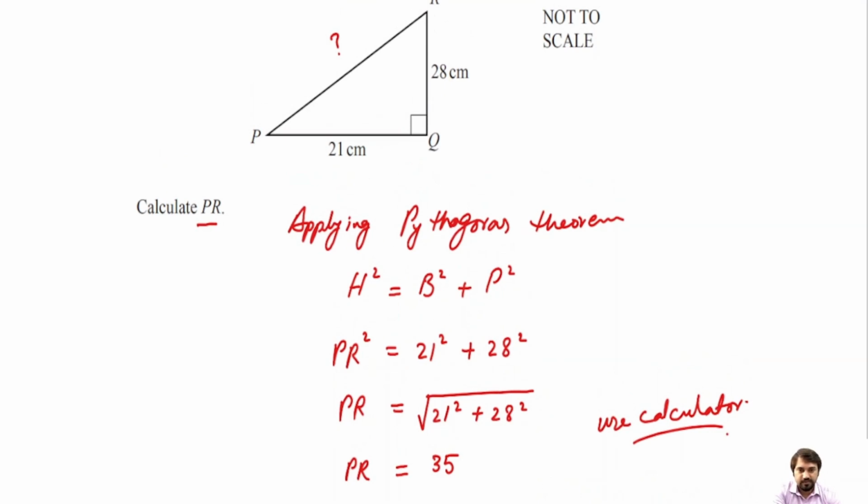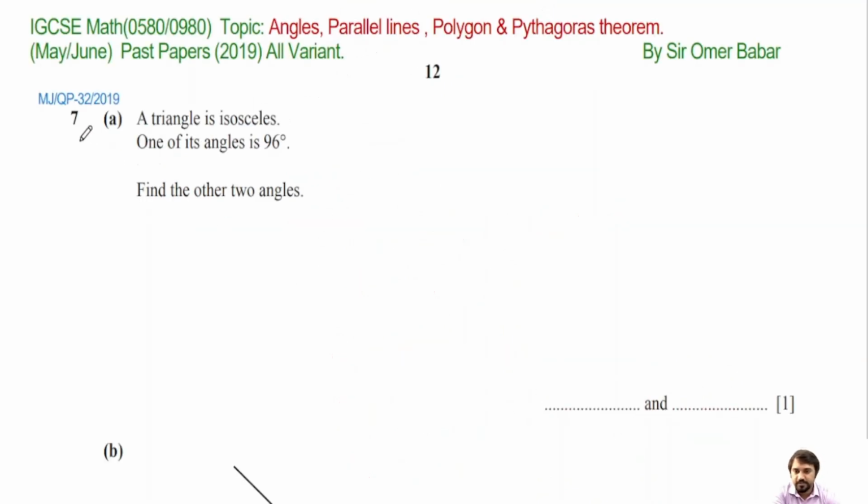Now moving towards our next question. The next question is question 7 that appeared again in 2019. The paper was 3 and the variant was 2. Question 7 part A says a triangle is isosceles. It means two sides are equal. One of its angles is 96 degree. Find the other two angles. We need to calculate the other two angles.